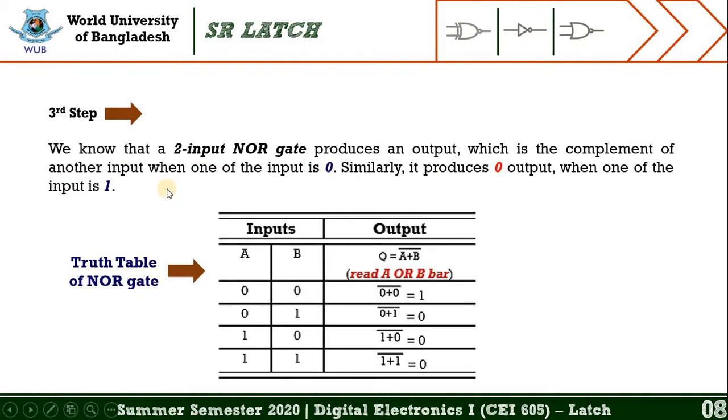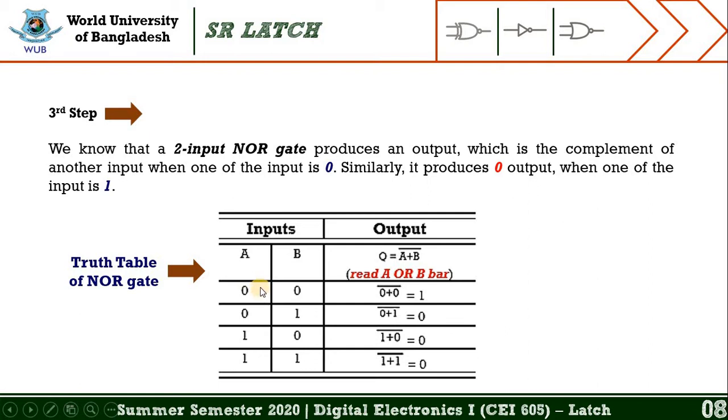We know that a 2 input NOR gate produces an output which is the complement of the other input when one of the inputs is 0. Similarly, it produces 0 output when one of the inputs is 1. For your understanding, I have attached the truth table of a 2 input NOR gate, with inputs A and B, and in the right section you may find the Boolean expression of the output, Q equals (A or B) bar.